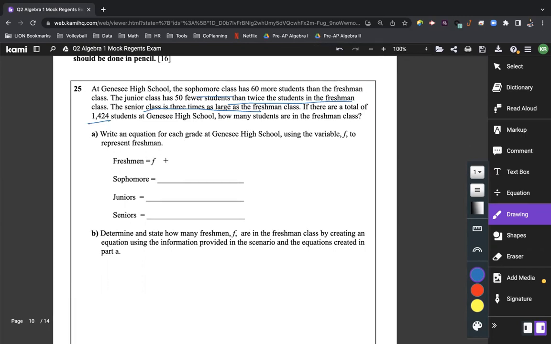So freshmen are f, right? So sophomores, it says here, where's the information? Sophomore has 60 more students than the freshman class. So 60 more is f plus 60. The junior class has 50 fewer students than twice the students in the freshman class, so 2f minus 50. Twice the number of students in the freshman class, 50 fewer. Do you guys see how that works? Finally, the senior class is 3 times as large. So this is giving me 3f. And those are your function rules.